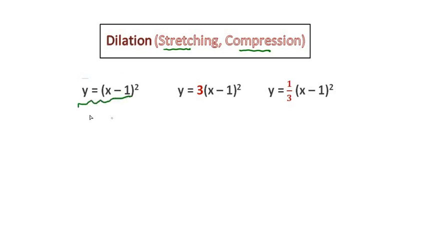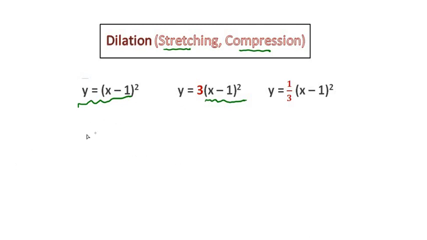This is the parent function, y equals x minus 1 all squared. Now this is y equals 3 times x minus 1 all squared. This function here is 3 times the parent function. The value of y is multiplied by 3. So we expect that y will be 3 times bigger than the original one.